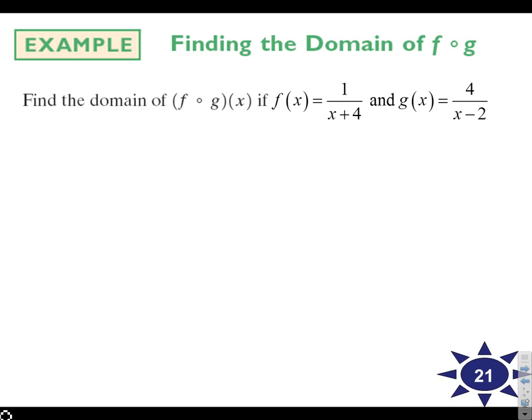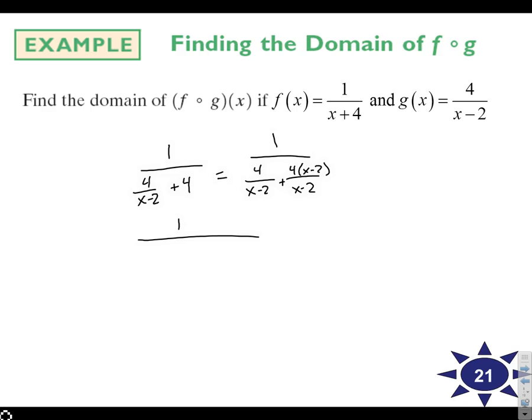Let's take a look at one where we wouldn't have all real numbers. So f of g of x, what we've got here is 1 over x, which becomes 4 over x minus 2 plus 4. Let's clean this up. So this will be 1 over, going to need a common denominator, 4 over x minus 2 plus 4 times x minus 2 over x minus 2, which is 1 over 4 plus 4x minus 8, all over x minus 2. Keep going: 1 over negative 4 plus 4x, all over x minus 2.